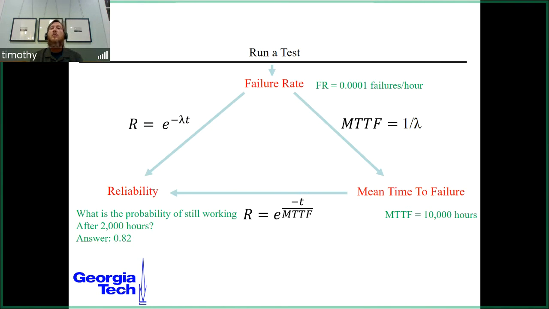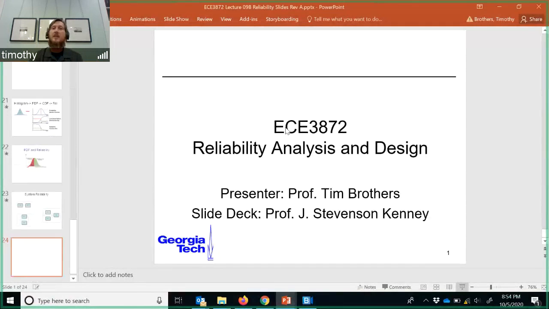So these make a triangle. They're all interrelated. Then to get the capital F function from that, we use the R plus F is equal to 1 equation. That's it.